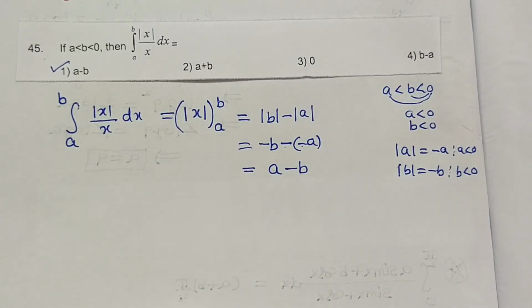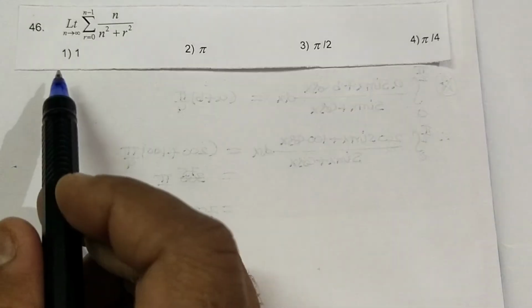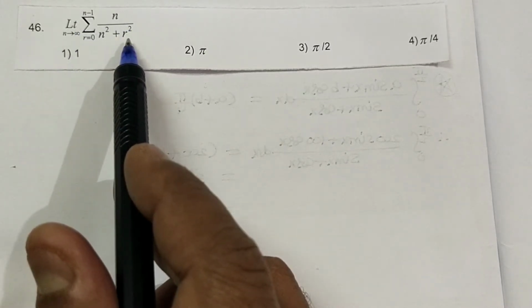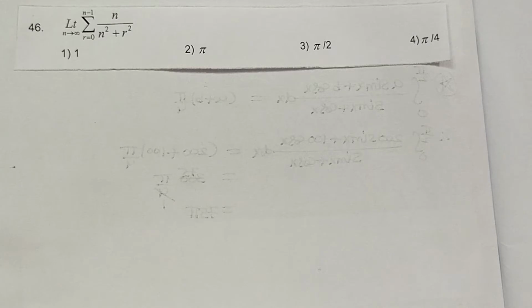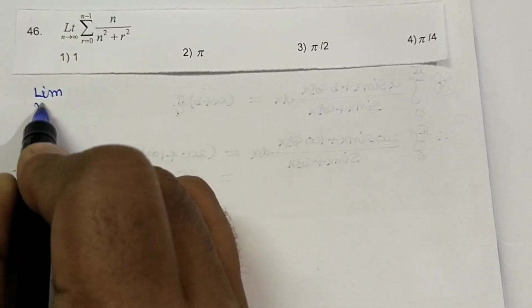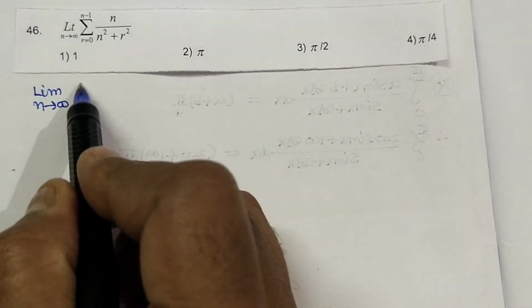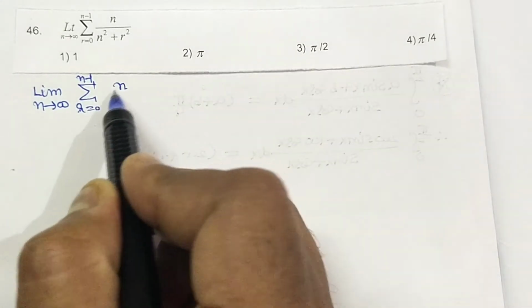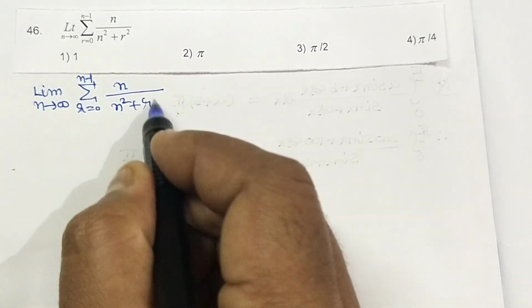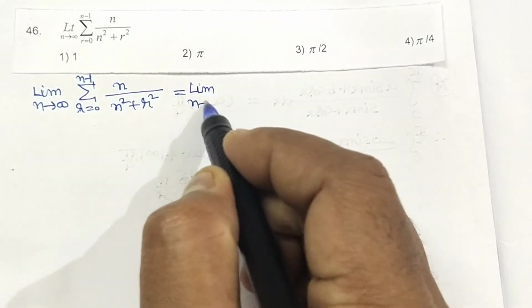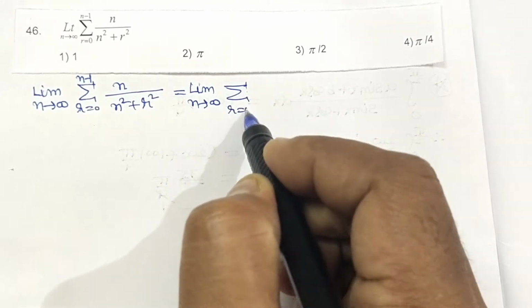We'll move to the next question. Limit n tends to infinity, sigma r is equal to 0 to n minus 1, n by n square plus r square. This problem is related to limit as sum of integration. See here, first, limit n tends to infinity, sigma r equal to 0 to n minus 1, n by n square plus r square.